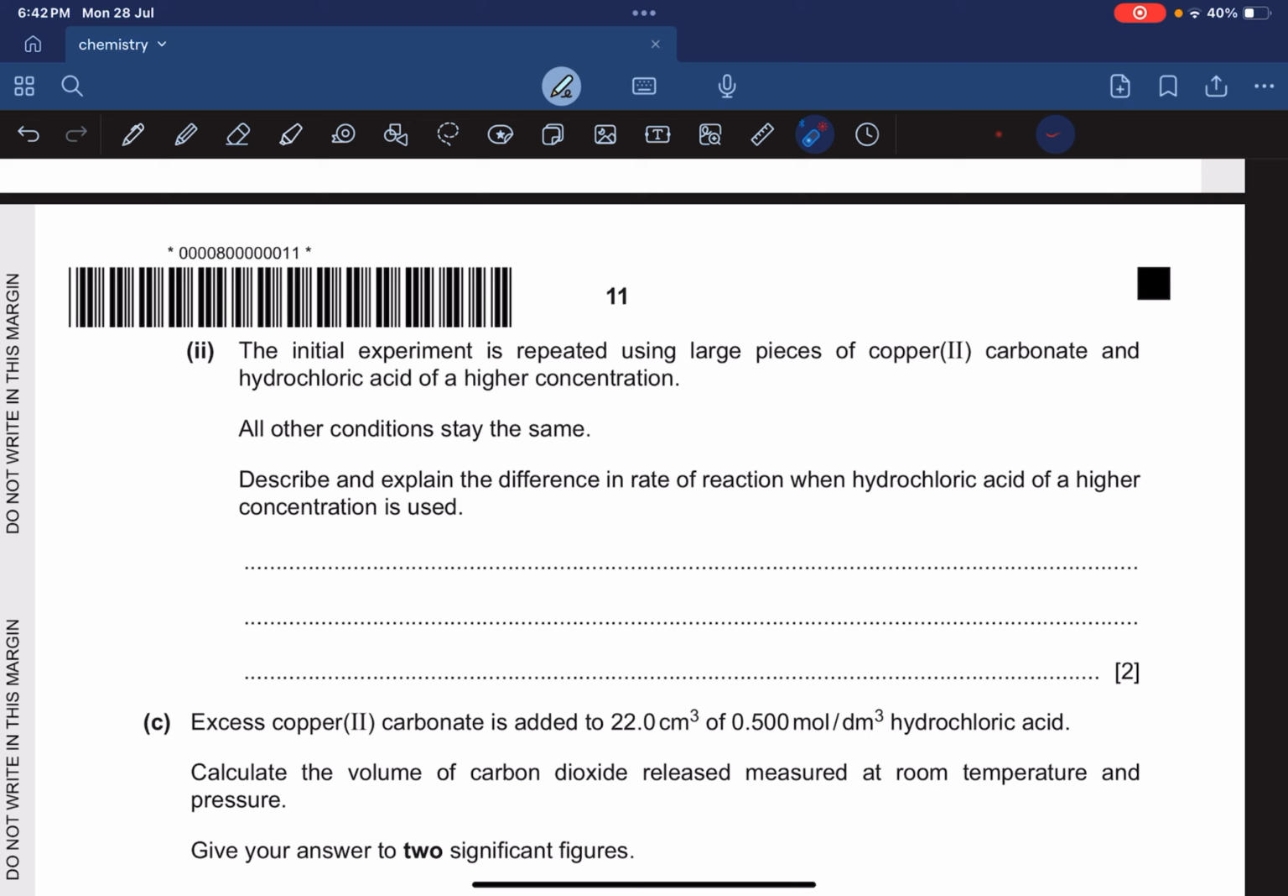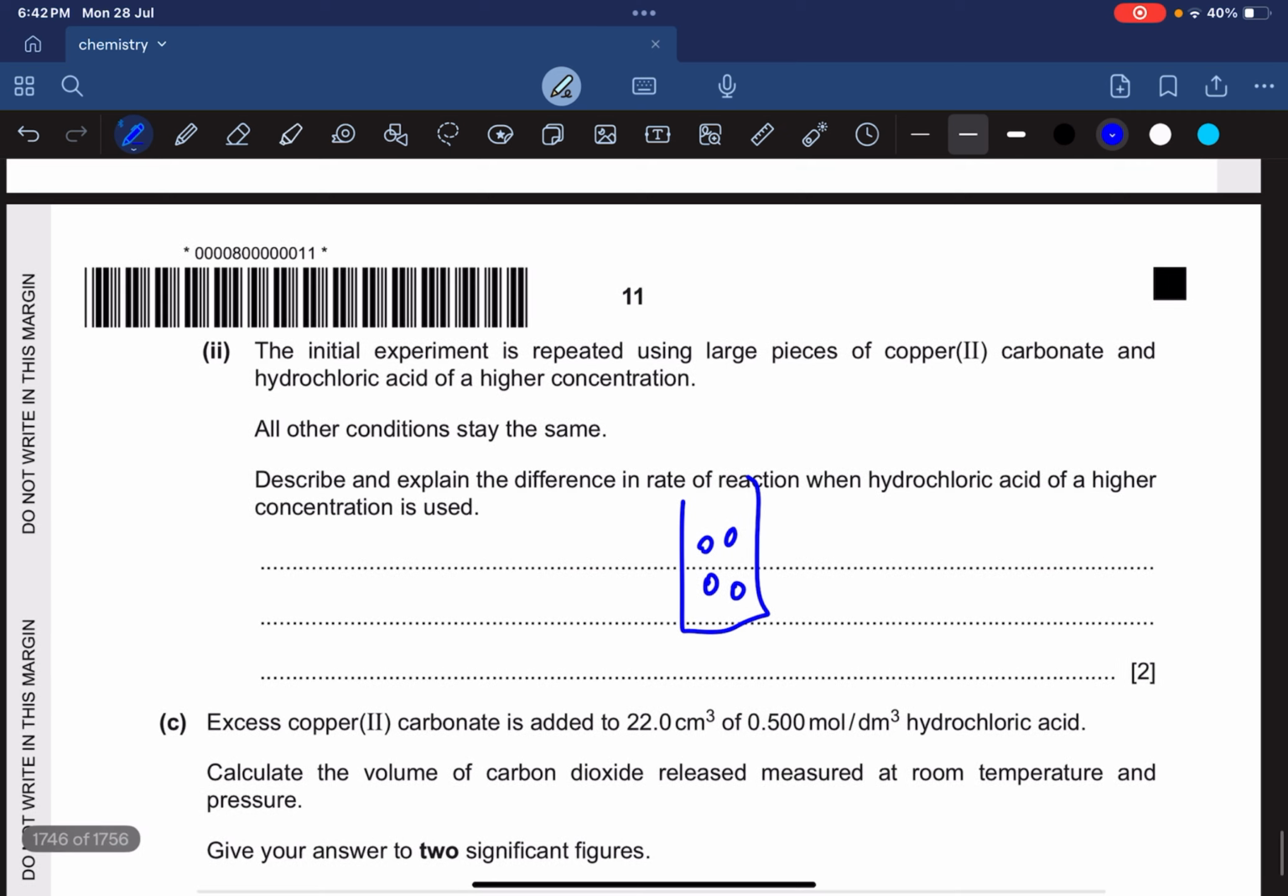When we're increasing the concentration, we're increasing the number of particles per unit volume. Initially the number of particles is less, but when we increase the concentration, we have more particles in the same amount of volume. The volume, the container, and the amount of the acid remain the same. Now there are more particles, hence the reactants will collide more frequently with each other, and the product is going to be formed at a faster rate.